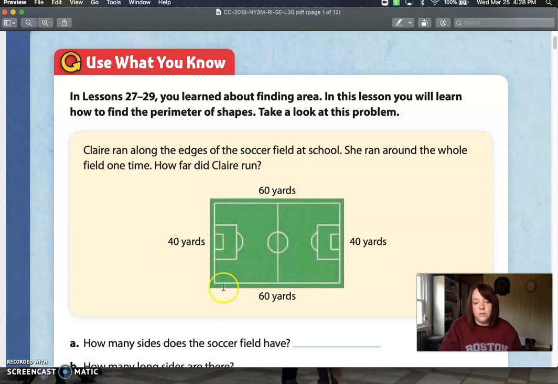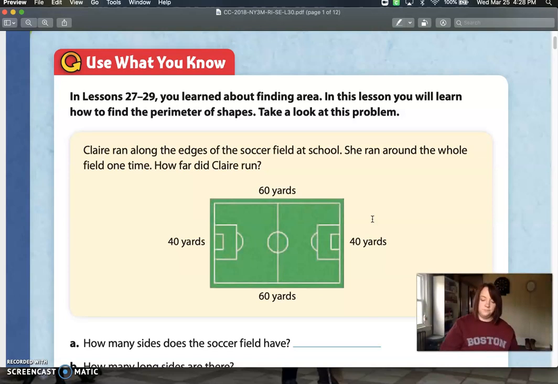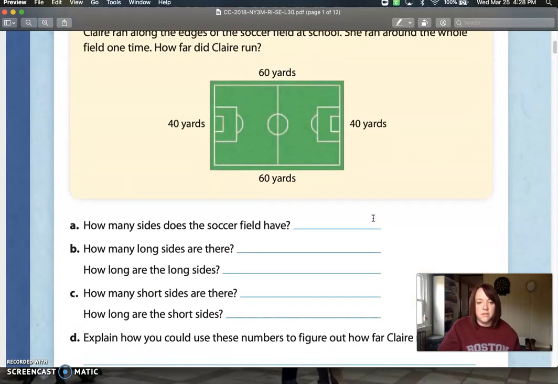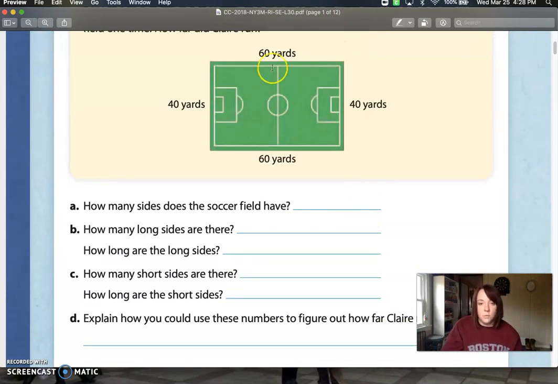Now, she's going to run another 60. So you're going to add that. 60. And then she's going to run another 40, which equals 200 yards. Now it's not going to be square yards because we did not multiply. So she ran 200 yards altogether. So she just ran around the outside of it. So how many sides does the soccer field have? Well, let's look. 1, 2, 3, 4 sides. So we know that the answer to A is 4.